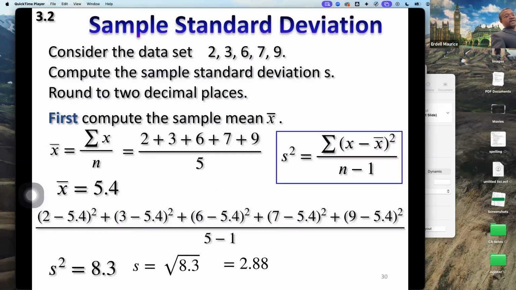And our standard deviation right here is 2.88. Questions there? So on average, scores are either 2.88 above the mean or 2.88 below the mean. Well, I guess inspired by standard deviation numbers anyways. Any questions there?